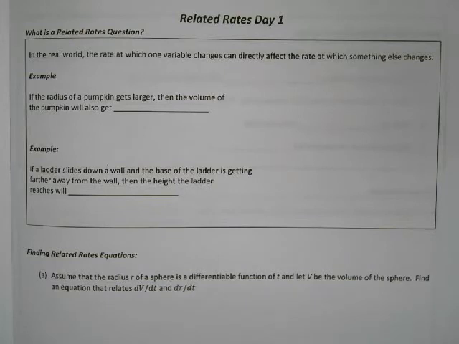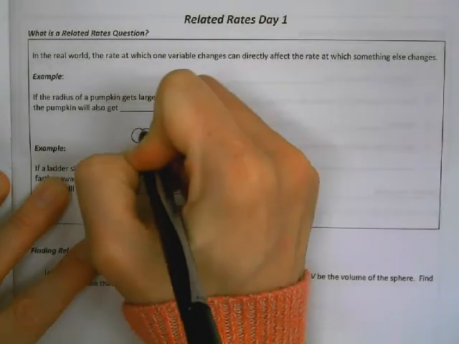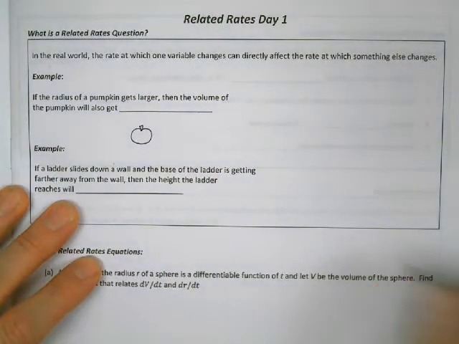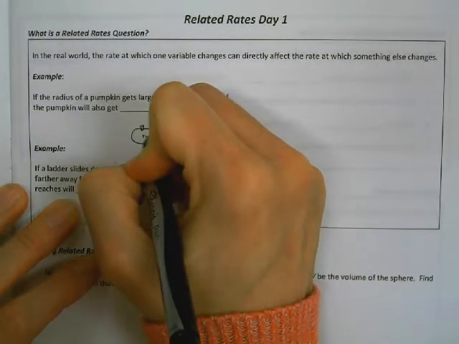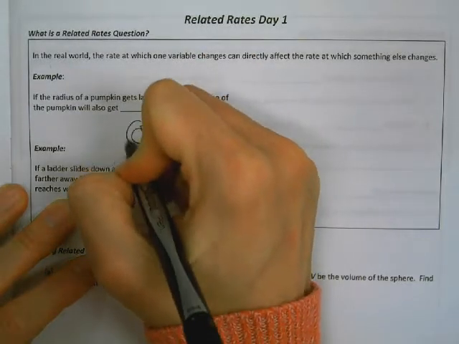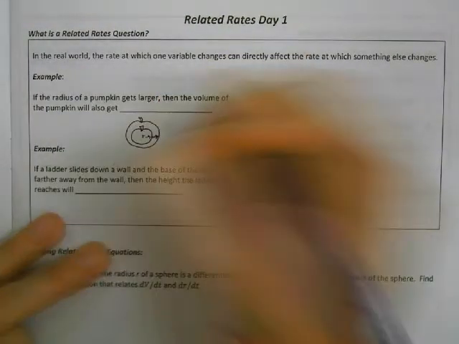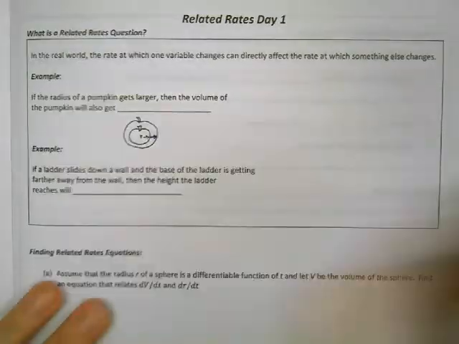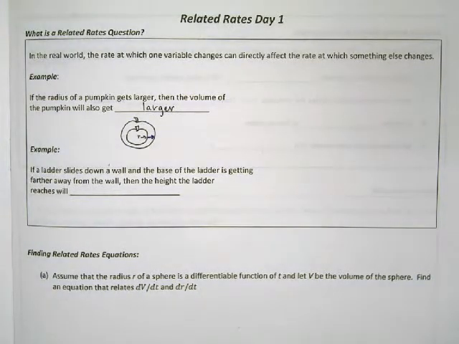It says in the real world, the rate at which one variable changes can directly affect the rate at which something else changes. So a few examples. If the radius of a pumpkin gets larger, so let's say we have a pumpkin here. Here's my pumpkin. Looks like a tomato, but that's okay. So we're talking about our radius here. If I were to look at a pumpkin whose radius got larger, then I know the volume of the pumpkin will also get larger. So the rates at which those things change are related to one another.